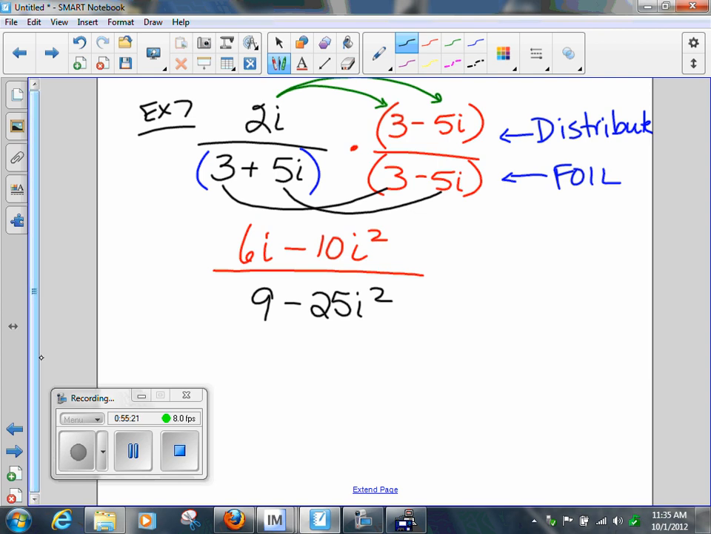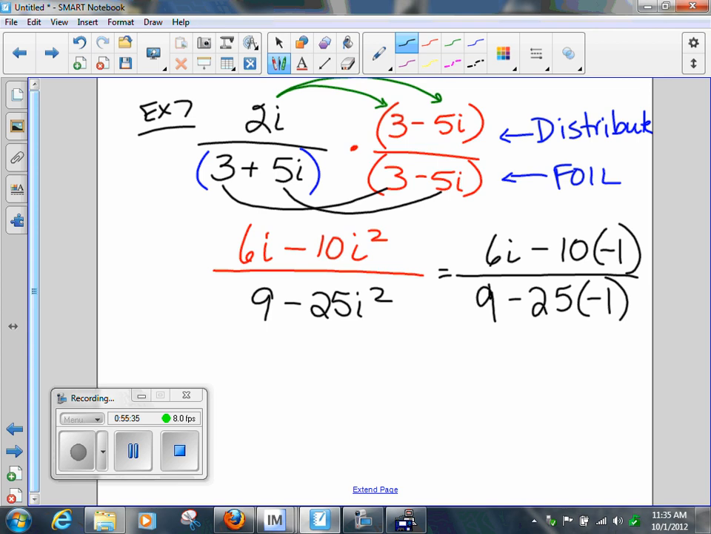And now we're going to simplify. We're going to have 6i minus 10 times negative 1, over 9 minus 25 times negative 1, because I'm taking into account my i squared, which is negative 1. I'm going to simplify next. Negative 10 times negative 1 is positive 10. What's negative 25 times negative 1? Positive 25.